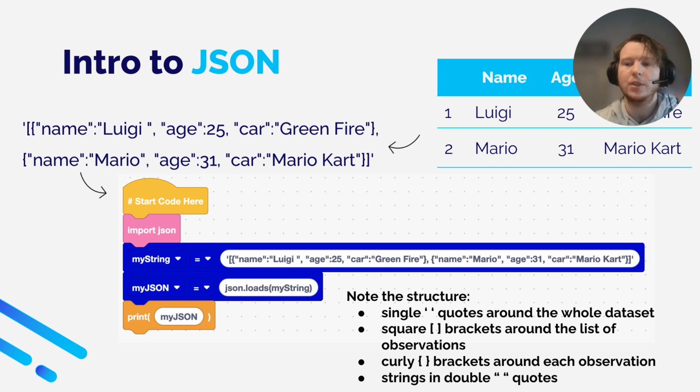So what we have students do, first of all, we're going to look at this JSON format. It's entered directly into EduBlocks here as my string. And we do want to notice a couple things about the structure, particularly the single quotes around the entire data set, the square brackets around the list of observations, and the curly brackets around each observation. Any strings within the data set are put in double quotes. You notice that the only exception to this are numbers like 25 and 31.